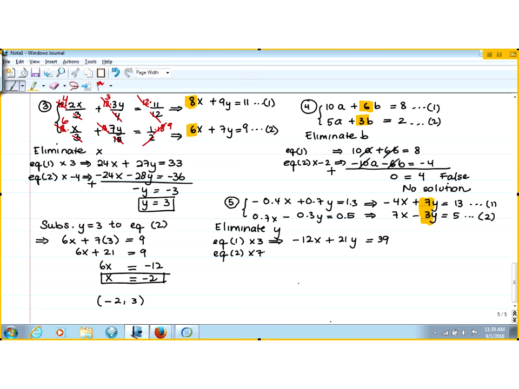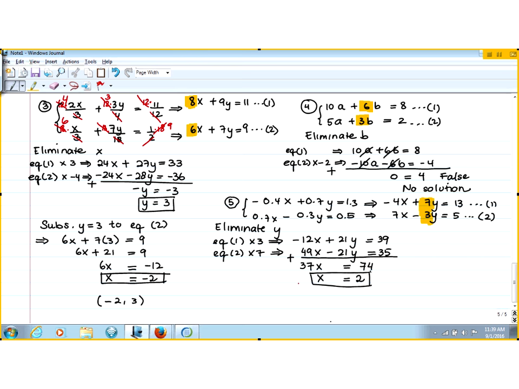How about equation 2? By 7. So 7 times 7, 49. Minus 3 times 7, 21. 5 times 7, 35. Okay, now the y's cancel. What do I have? 37x is equal to 74. So x is equal to 2.